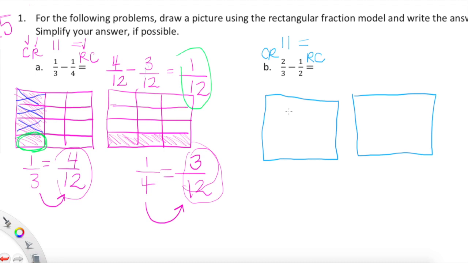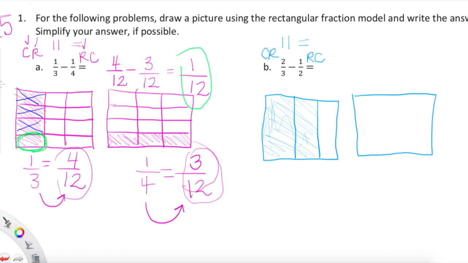So I need to show 2/3 here. We're going to show that using columns. So I have 1, 2, 3 columns, and now I'm going to shade 2 out of our 3 boxes. Let me clean that up a little. We have 2 out of our 3 columns shaded.